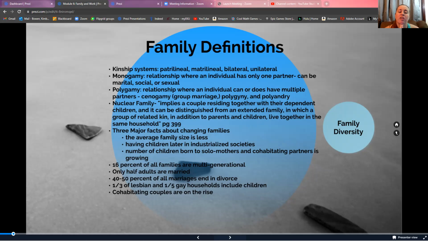There are three major trend lines for family dynamics: the average family size is decreasing. The age at which women decide to have children is later, and the number of children born to solo mothers and or cohabitating partners is growing, as is the number of children being born to LGBTQ families and or being adopted by LGBTQ families. And you see a lot of that uptick due to the legitimacy of same-sex couples in the adoption process through legal rights to being married. And so that is also an uptick.